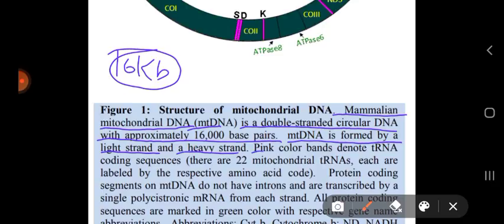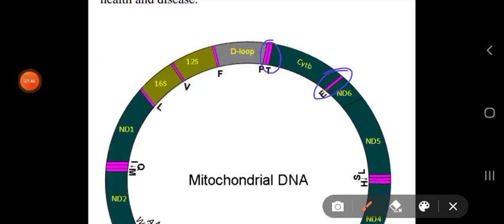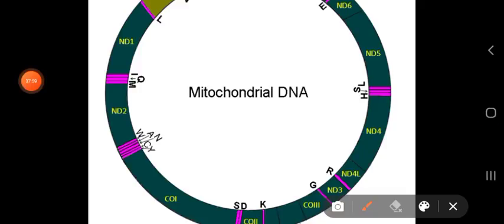All the pink color that you are seeing here denotes the tRNA coding sequence. There are about 22 mitochondrial tRNAs, each labeled with its respective amino acid code. All the pink regions that you can see here are the DNA sequences which will code for tRNA. Now this one letter code represents what amino acid that particular tRNA carries.